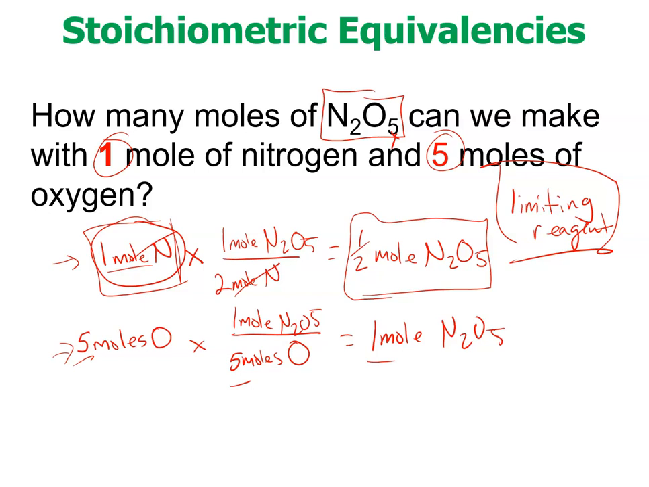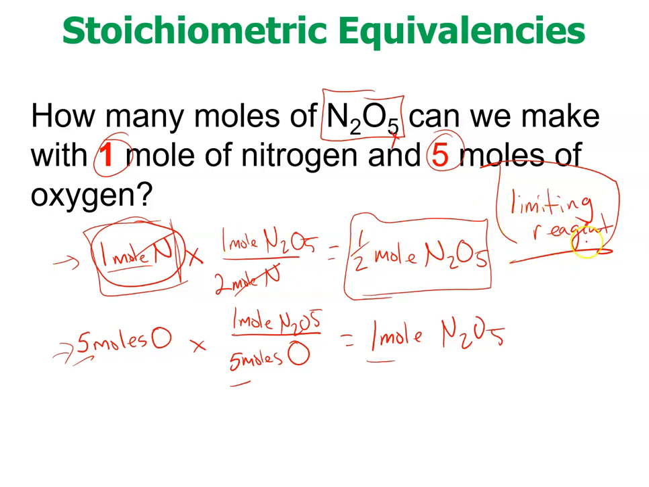Sometimes this also might say perhaps 1 mole of nitrogen and oxygen in excess. So you're saying you have an unlimited amount of oxygen, you don't have to worry about it. And in that case, you would only have to look at one of the elements or one of the compounds to determine how much you would create.